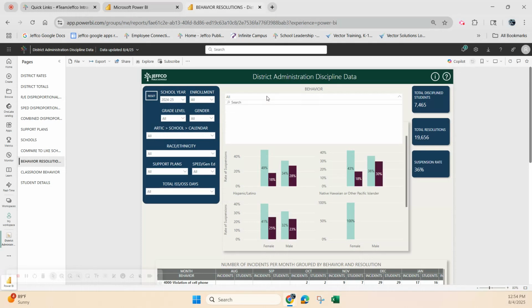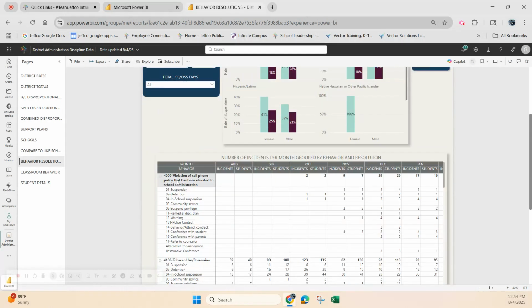So again, you can sort by specific behavior or resolution type. This will give the breakdown of suspension and ISS rates by race and gender and ethnicity group.